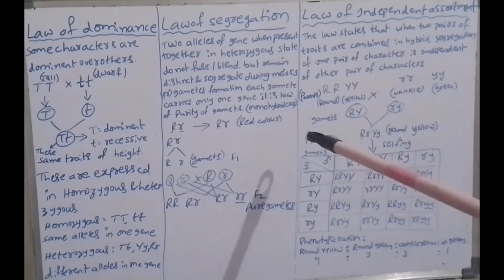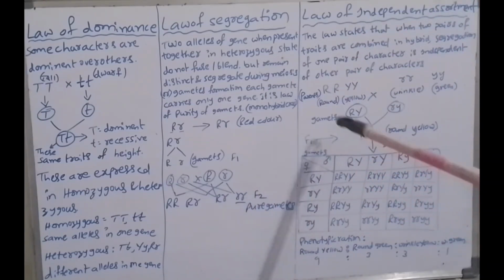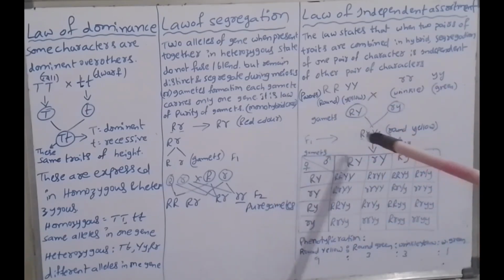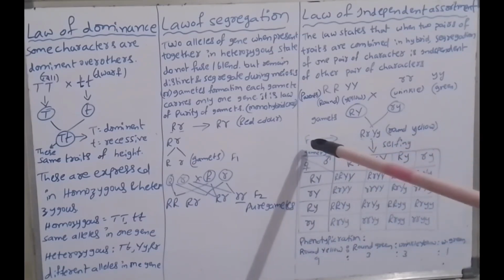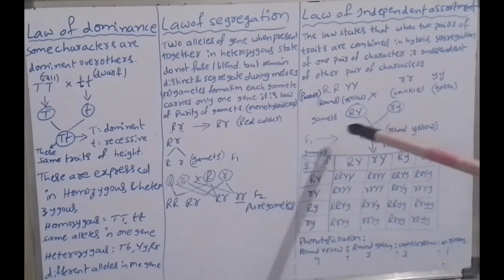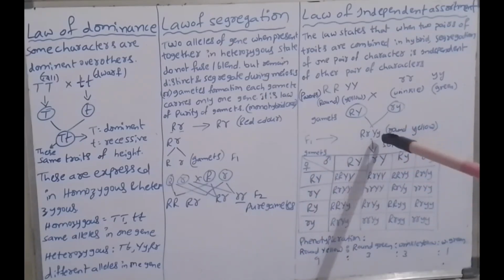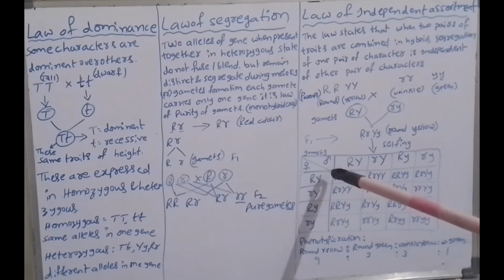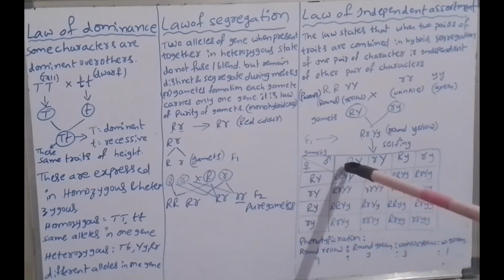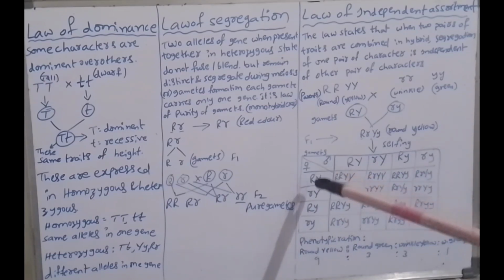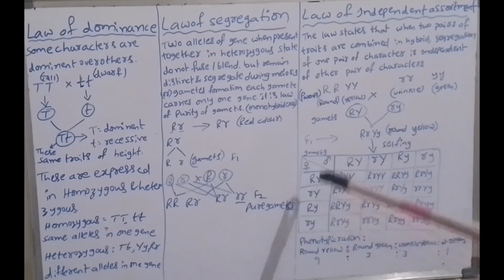Once again, the F1 generation is crossed with the F1 generation, or self-pollination. In this selfing, the F1 generation is crossed with the F1 generation, and gametes are produced. These four gametes are male gametes and these four gametes are female gametes.